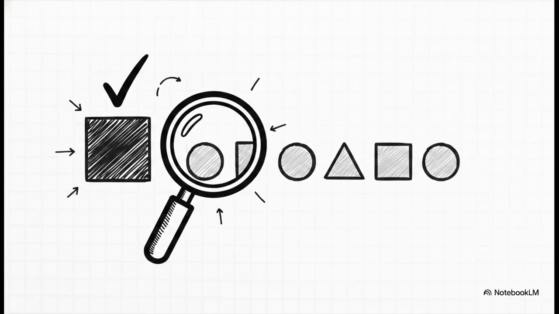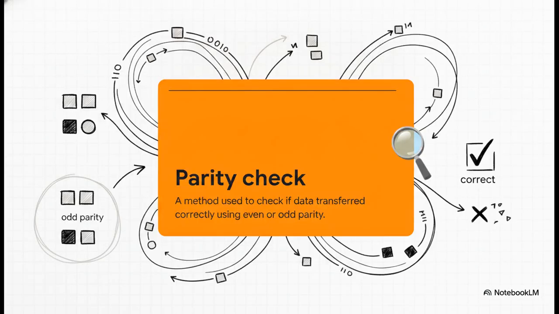A method of error detection. It is based on counting the number of 1 bits. Uses an additional bit, which is the most significant bit in the byte. Got a guess? Lock it in. If you said parity check, you absolutely nailed it. By agreeing on either even or odd parity, the sending and receiving computers can easily flag if a bit was corrupted during transmission. Awesome job.